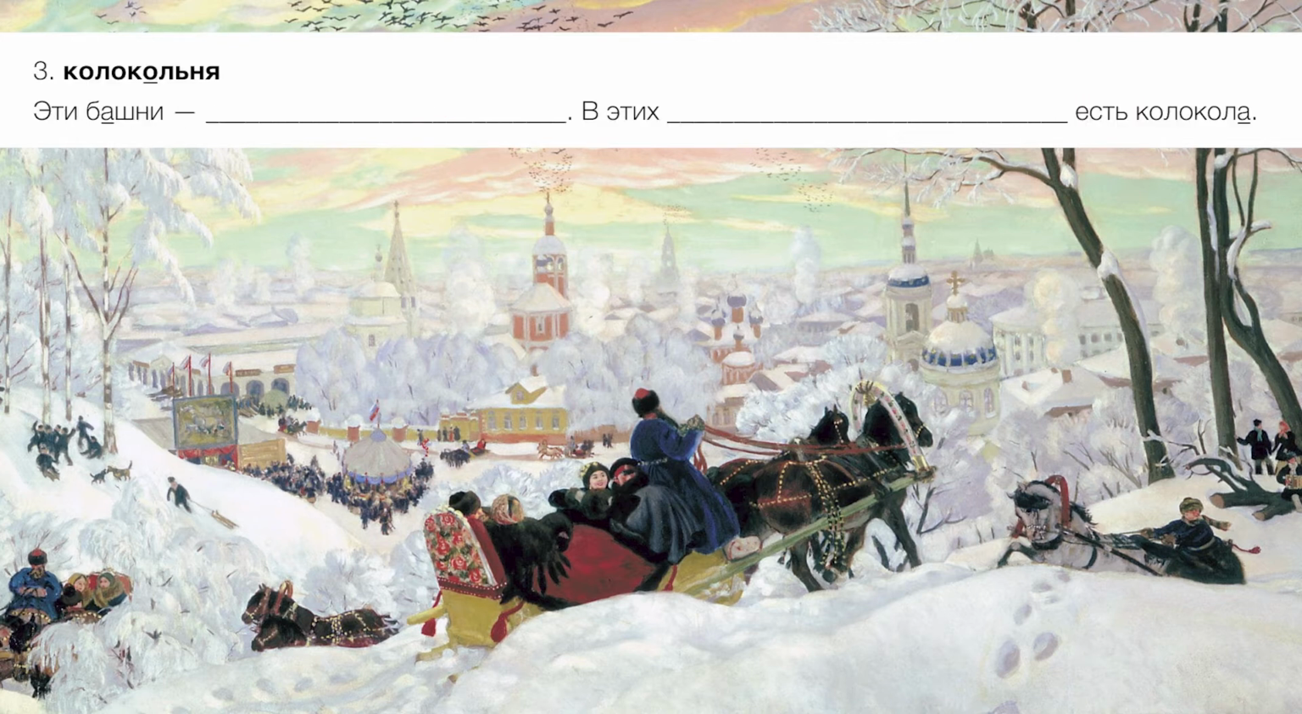Three, колокольня, a bell tower. These towers are bell towers. Эти башни колокольни. Okay, it's kind of a definition, or we're explaining what these towers are. There are bell towers, nominative plural. In these bell towers are bells. В этих колокольнях есть колокола. So that в этих колокольнях, that's prepositional plural.